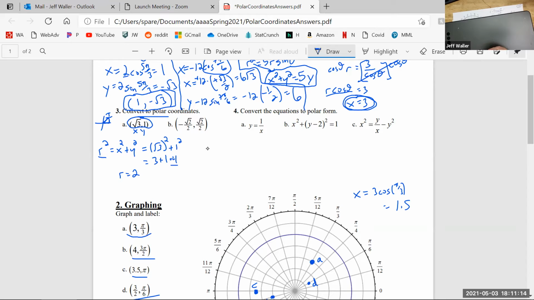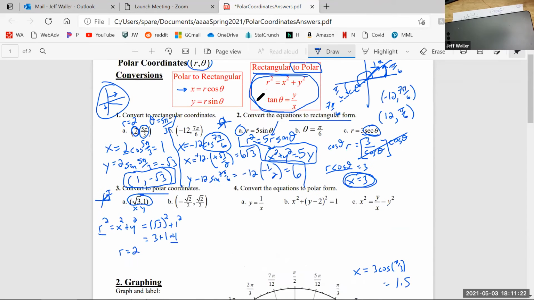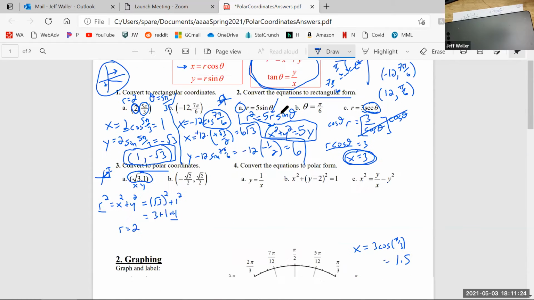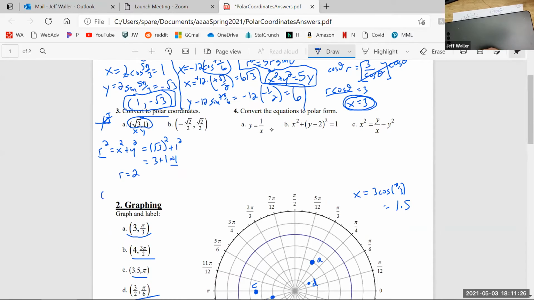I got r. I need theta. How do I get theta? Tangent. Yeah. To be honest, it's inverse tangent. So theta is the inverse tangent of y over x. And this is one you should know. This is something you should have memorized one way or another. We just had this angle show up earlier.